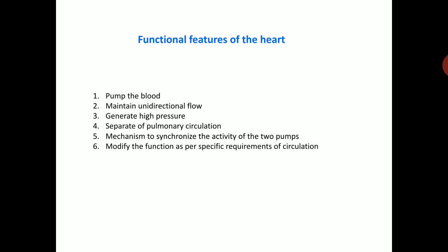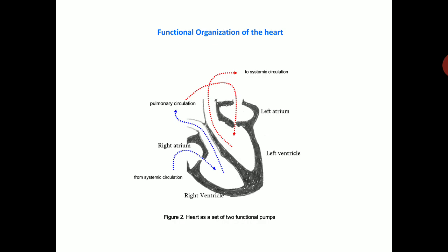So functional features of the heart: the heart pumps the blood, maintains unidirectional flow, generates high pressure, so that we know that pressure difference causes flow of blood, separates the pulmonary circulation, so the heart has two separate circulations, has a mechanism to synchronize the activity of the two pumps, and has mechanisms which we will discuss to modify the function as per specific requirement of the circulation, so the heart can change its function according to the requirement of the body.